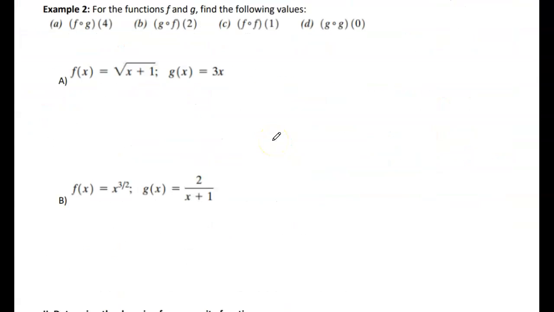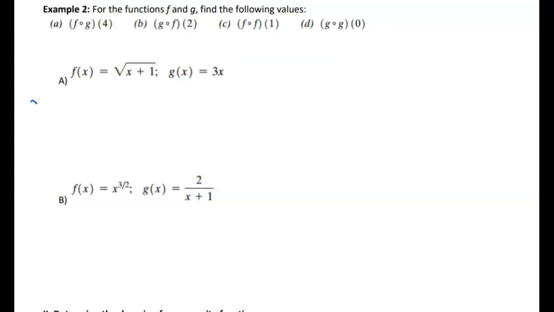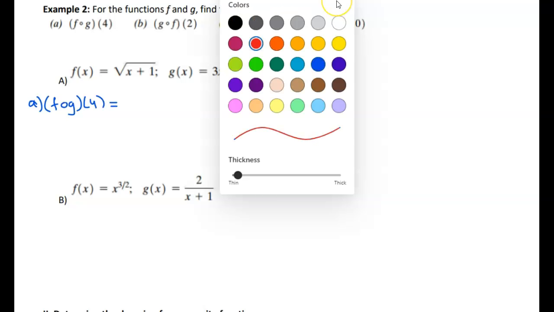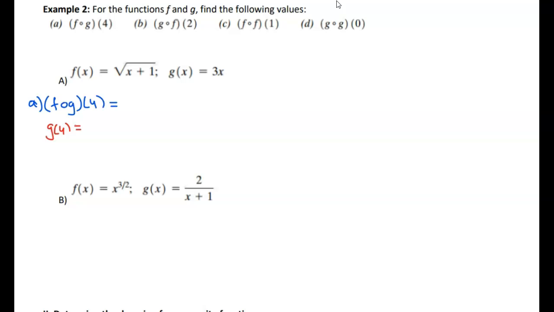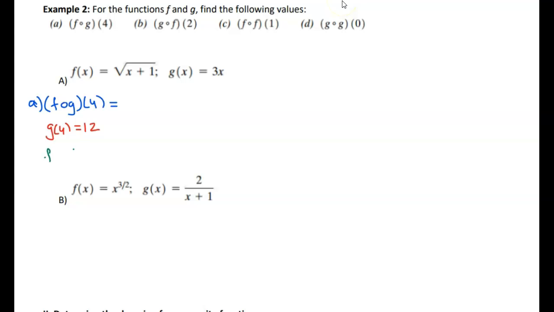Alright, let's see what's next. Oh, we have a couple more like that. Alright, so let's do f of g of 4. Okay, so you plug 4 into g first. So g of 4 is going to be 12. Then we're going to plug 12 into f. f of 12 is going to be square root of 13. It doesn't simplify, so that's the final answer.